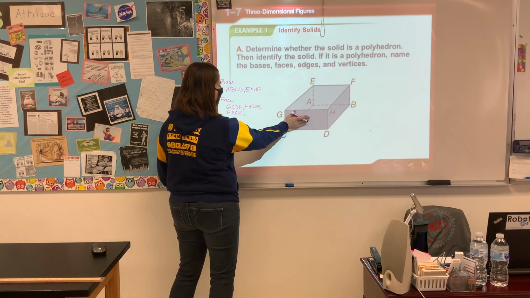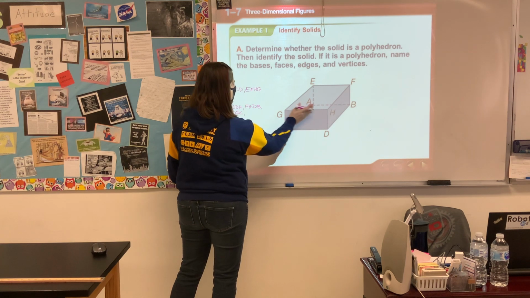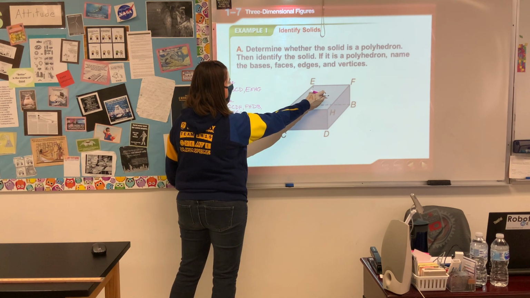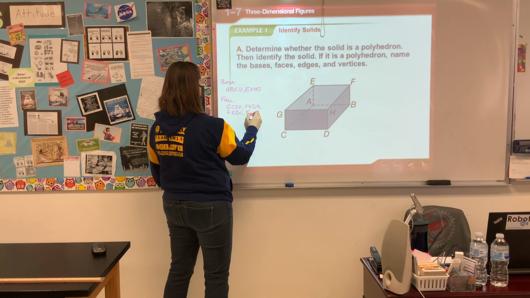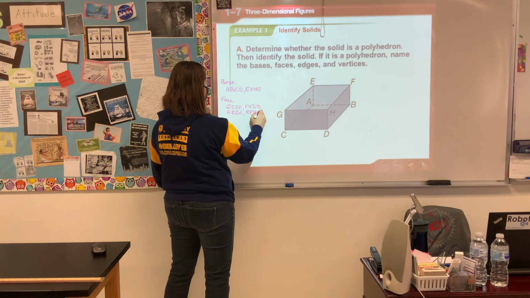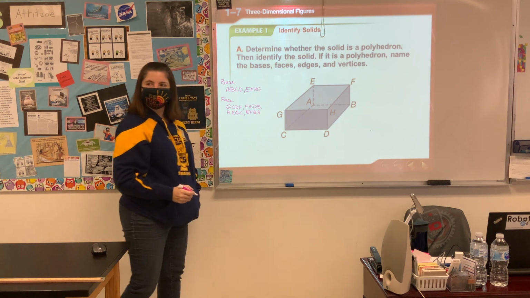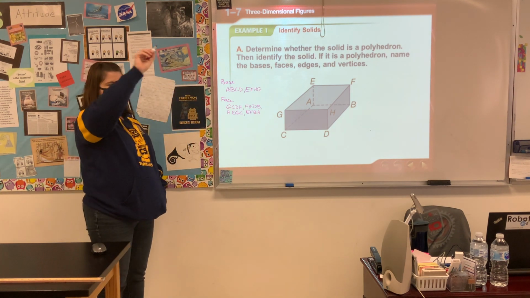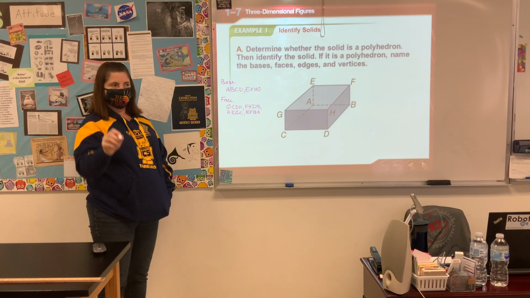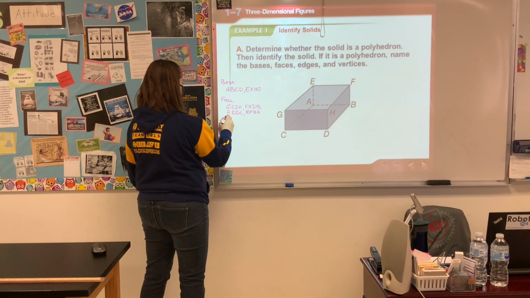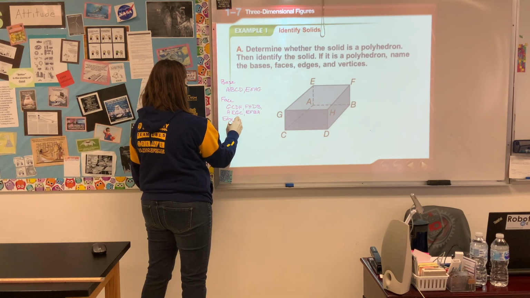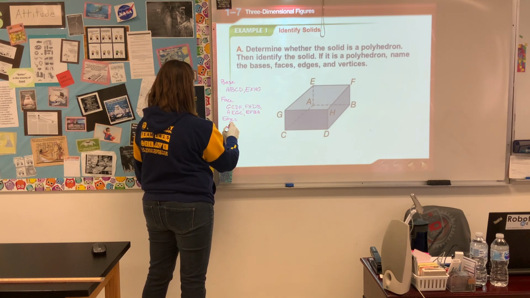So we've named this one, this one, this one. Now we need E, F, I went the other way. Same thing though, E, F, B, A. As long as we're going in an order. Okay, edges. G, H.